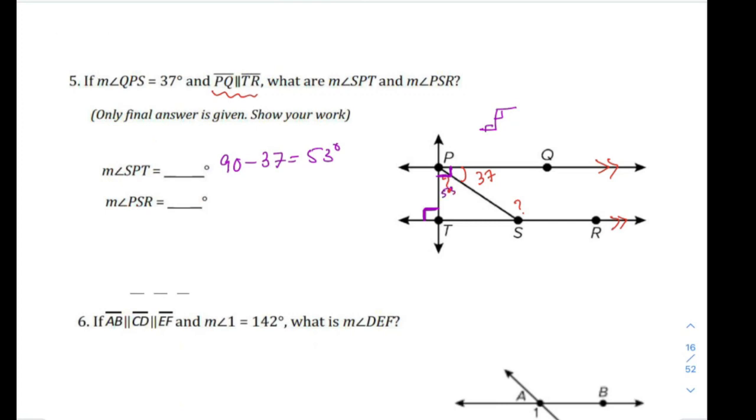Now, what about this angle? This angle, as you see here, forms consecutive interior angle with the other one, letter U or letter C, whatever you want. So this is 180 minus 37, which is 143 degrees.